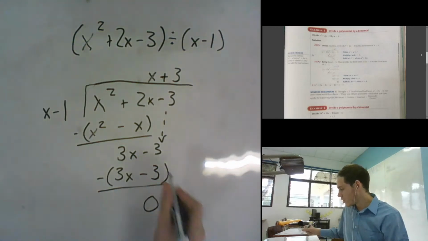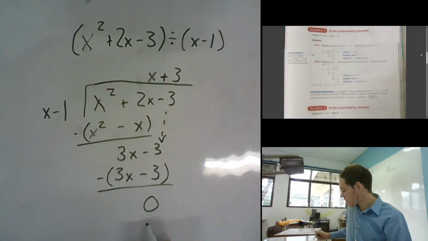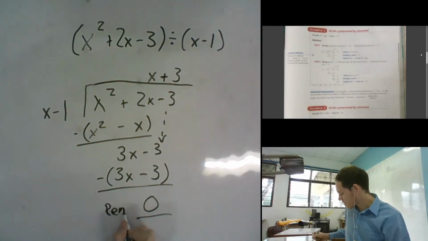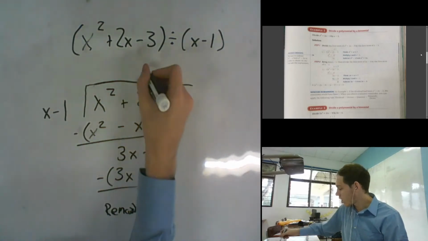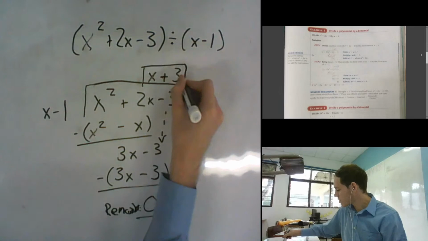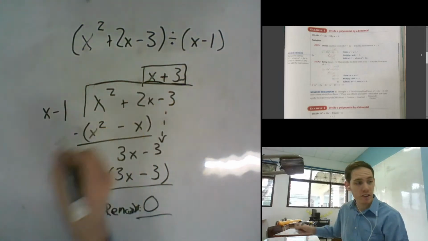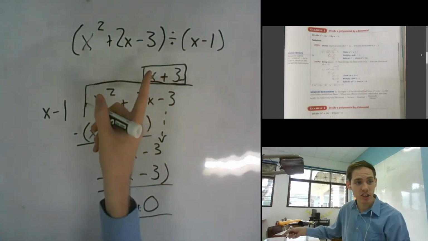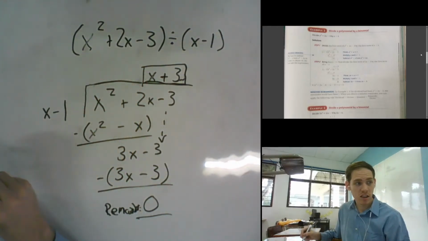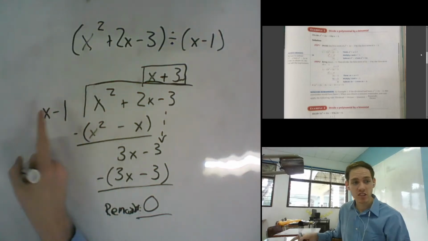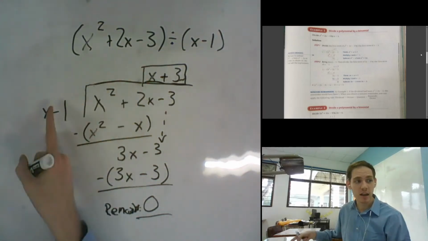Okay? So we just divided, and there's no remainder. Remainder of 0. So our solution is x plus 3. Now if you're not sure if this is your solution, multiply it times the start.